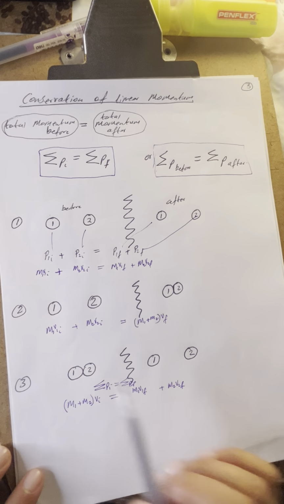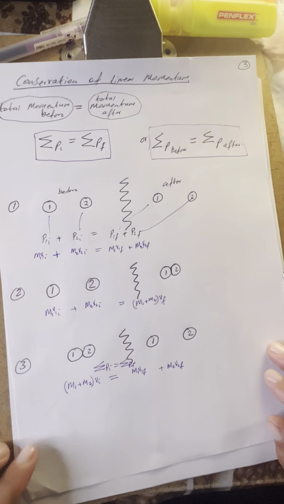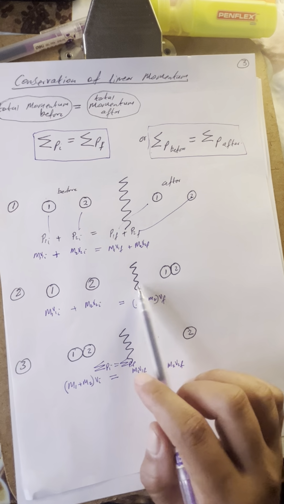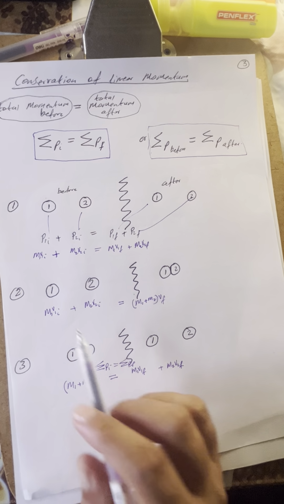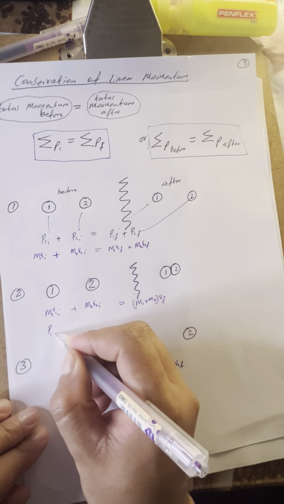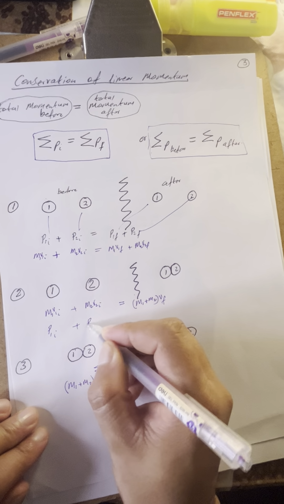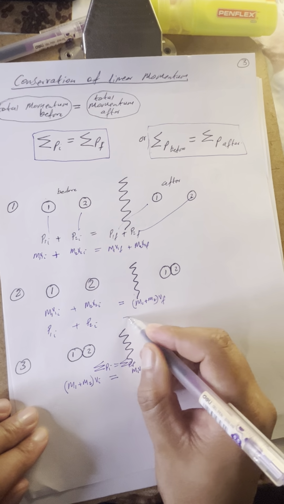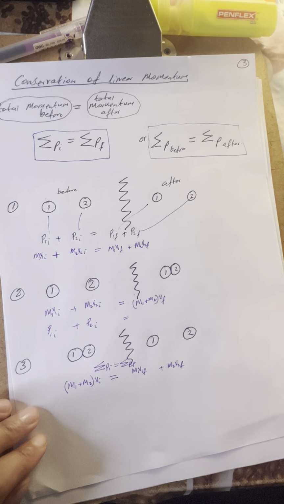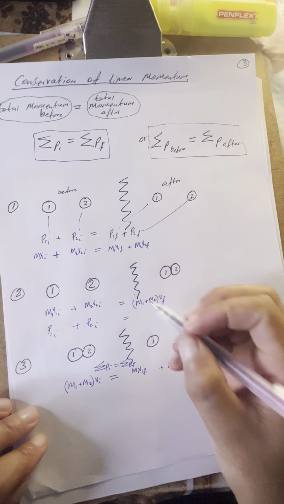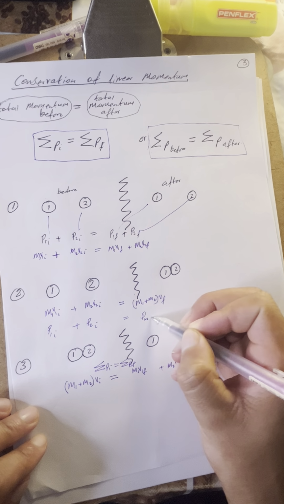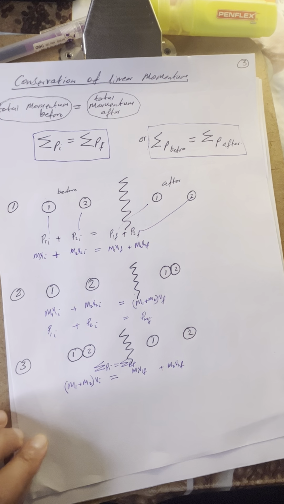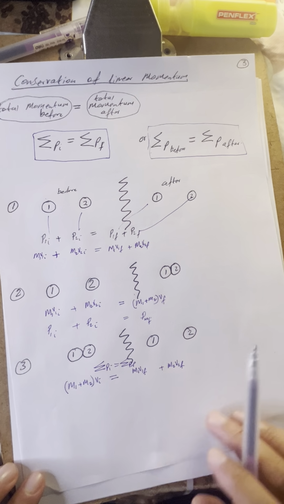the 2 objects. So when they are separate before collision, they collide, and then after collision they stick together. We have momentum of 1 before plus momentum of 2 before collision equals the total momentum after collision. Now they are combined. This is the momentum of 1 plus 2 after collision. So they are separate, then they are combined.